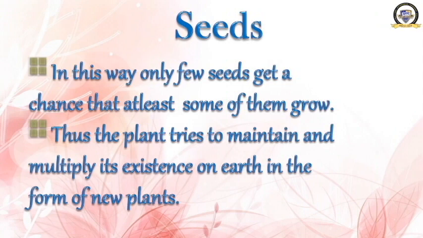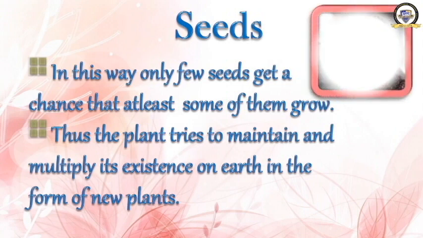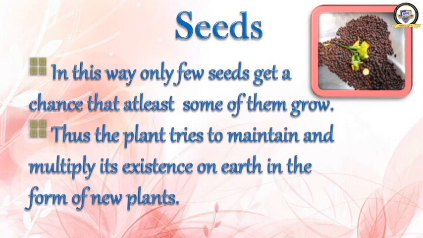For example, a mango tree. If the mango tree doesn't produce any seed, can it produce another mango tree? No. And that seed has to grow into the new plant. Then only that type of plant, the mango plant, can survive on the earth. Otherwise, it will not be able to survive. Okay, this is seed.